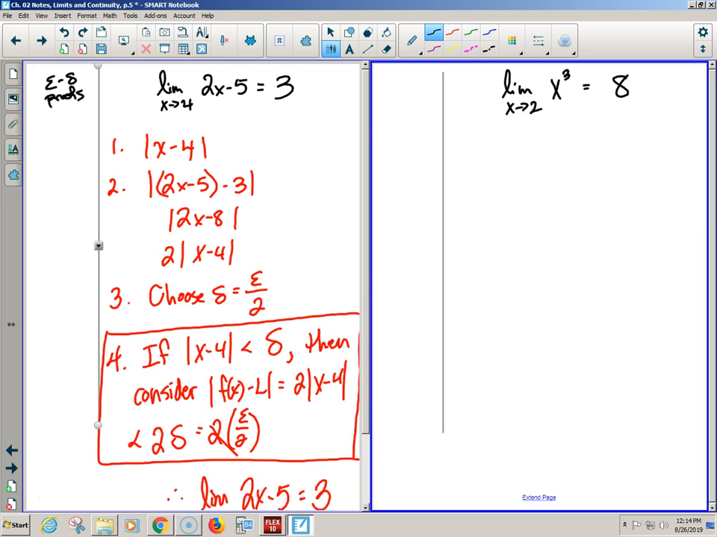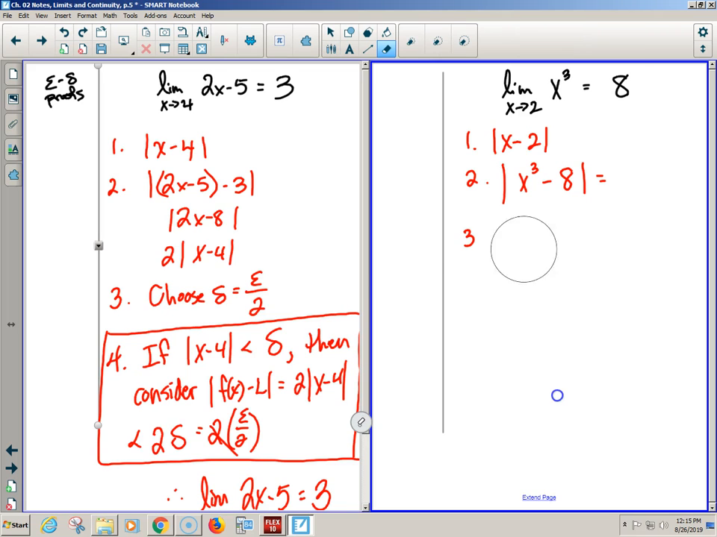Okay, so step 1, what did you form? Absolute value of x minus c, right? Or x minus 2. Number 2, what did you do? F of x, which is x cubed, good, minus L, good. Step 3. What do you simplify it to be? Because he simplified this one. It was a quick factoring out of 2. It was easy. But why is this one harder?